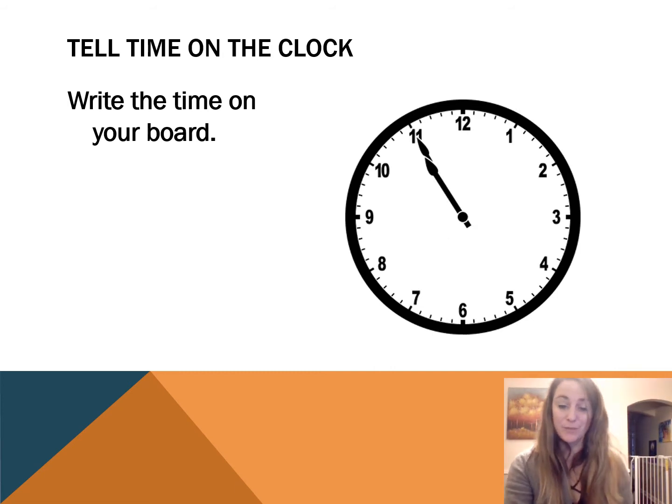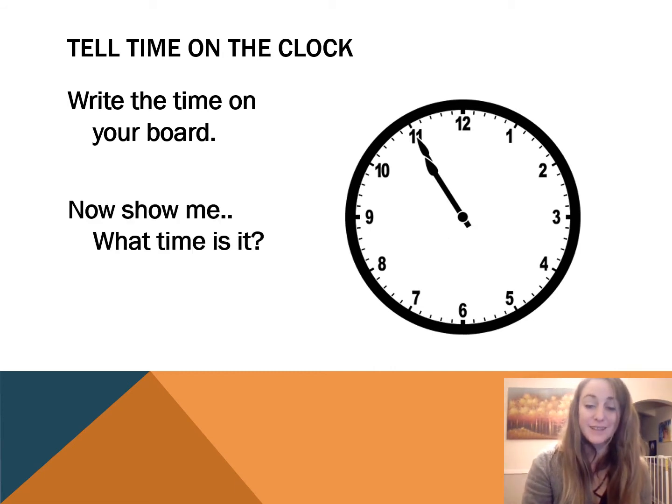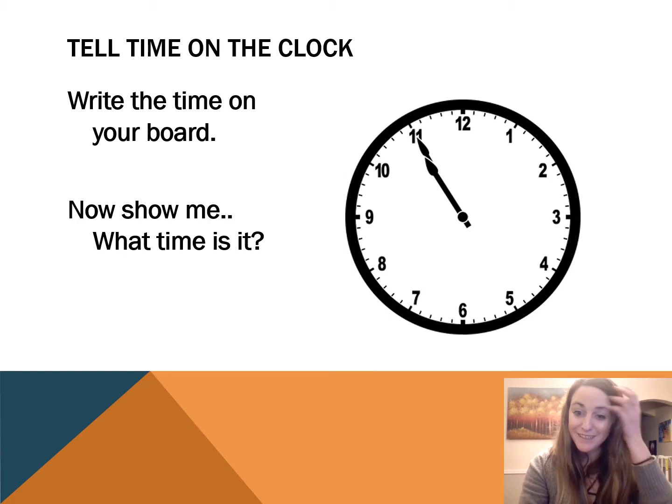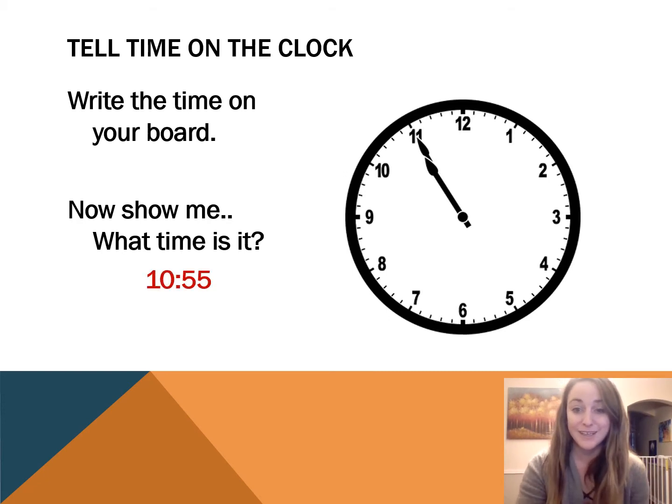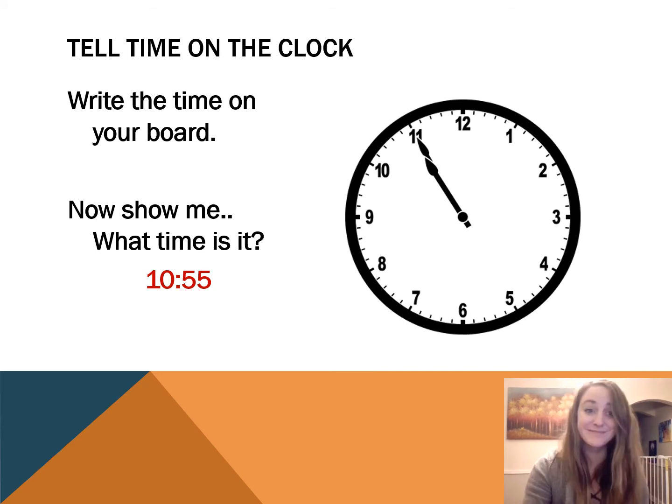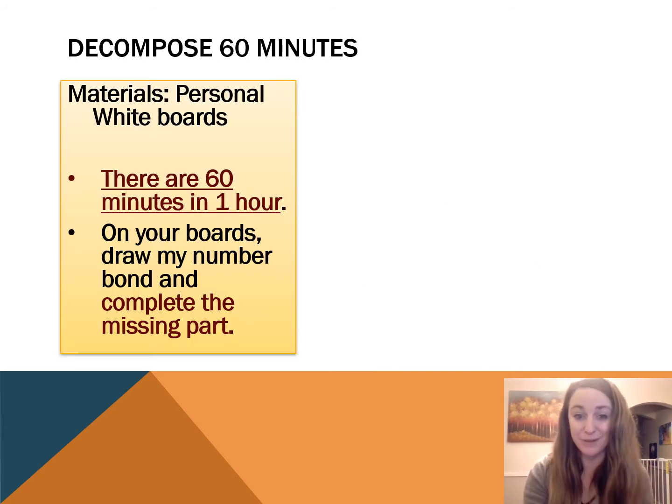Write the time on your board. Now, show me. What time is it? It is 10:55. The hour hand looks like it's on the 11, but it's not quite on the 11. The minute hand is on the 11. 5 elevens equal 55. There are 60 minutes in 1 hour.